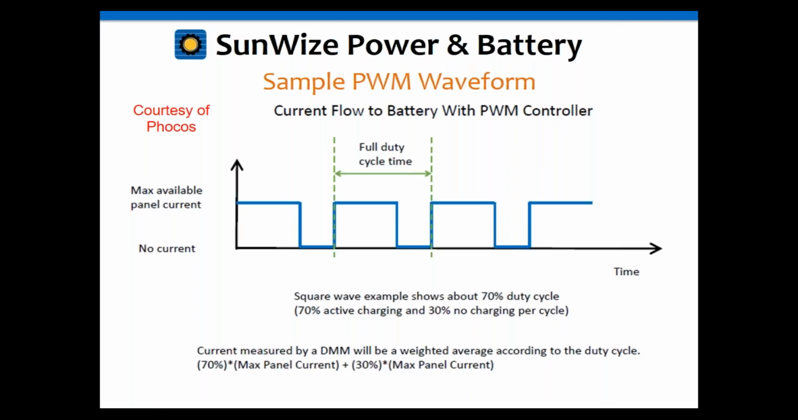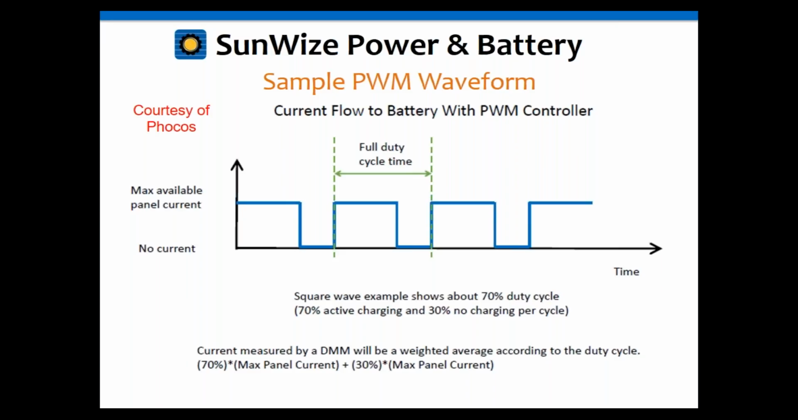And I'd like to thank my friends at Focus for letting me use this for this presentation. This shows a 70% duty cycle. So basically, you have 70% on, 30% off. By adjusting that waveform somewhere between 0 and 100, as I mentioned before, this is showing a 70-30, this is how you can maintain that constant voltage to the battery.